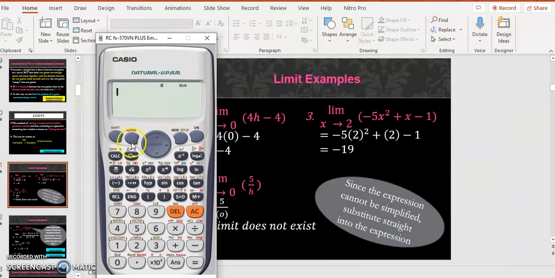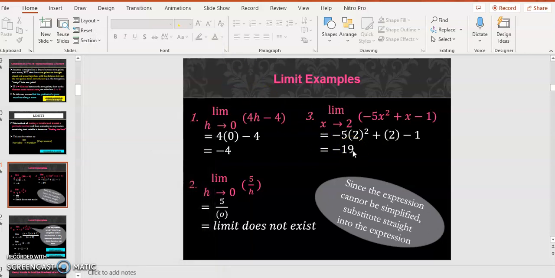Let's check with our calculator and see. So here I will have my minus 5, bracket, 2 squared, plus my 2, minus 1, and it gives us minus 19. Okay, now let's move on to the next one. So easy.